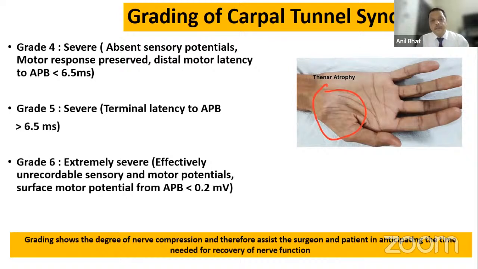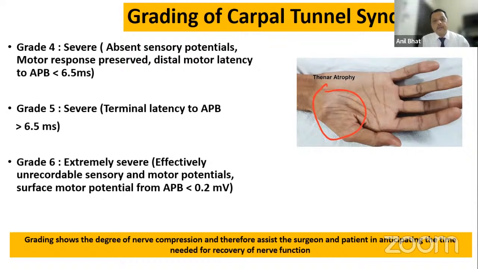A lot of patients expect that the moment you do the carpal tunnel release, the next day they should have a completely normal hand. A lot of times it doesn't happen. It also depends on the duration, how long it has been compressed, and how severe the compression is. So you need to be very careful with the patients and tell them that just because I operate today doesn't mean tomorrow you will be completely all right.